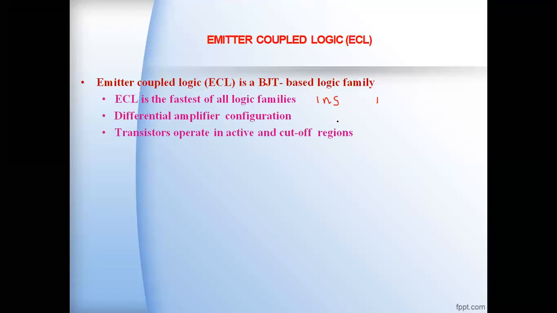The biggest advantage of this emitter coupled logic is that the transistors operate in the active and cutoff regions. In the case of TTL, the transistors operate in saturation and cutoff, so the transistors have a storage delay time. The storage delay time increases the propagation delay and decreases the speed of the device. But here in emitter coupled logic, the transistors operate in the active and cutoff regions.